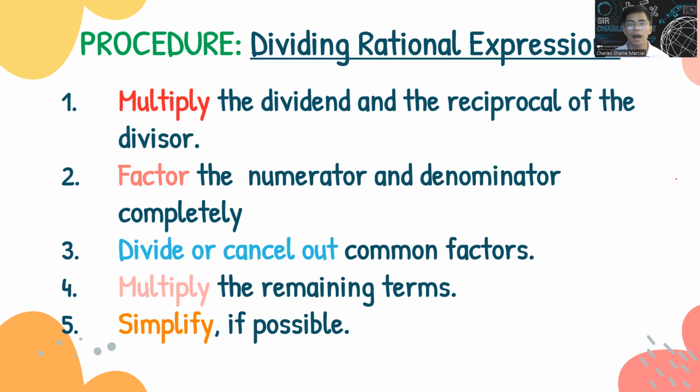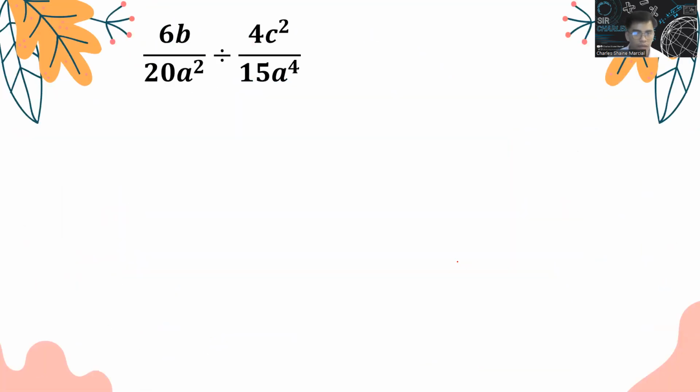Yung first procedure niya, you will multiply the dividend and the reciprocal of the divisor, and the remaining steps is gagamitin na natin kung paano mag-multiply ng rational expression. Okay? Now, paano ba yan? Para mas maintindihan natin yung point, let's have an example here.